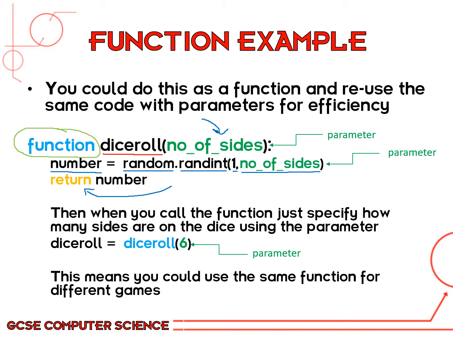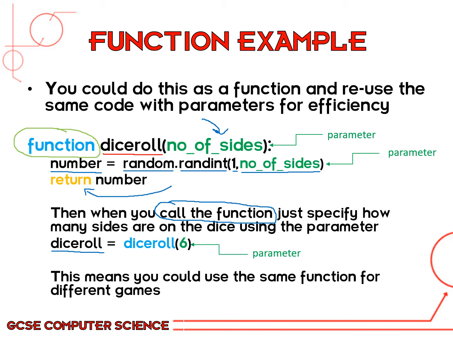Okay, so when we actually call the function, that is the term used when we call the function of something. We are using it in our main program. So we're going to call the function and we're going to specify how many sides are on the dice using our parameter. So to call the function, we need to assign whatever our returned value is to this variable here. So I've created a variable called dice roll. It's probably not the most sensible thing to create a variable with the exact same name as our function, but for this purpose of explanation, I'm just going to do it.